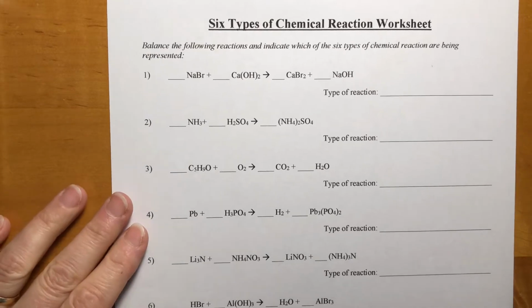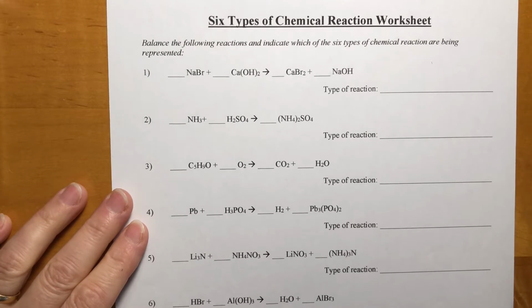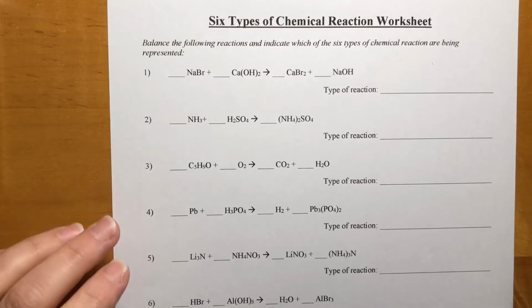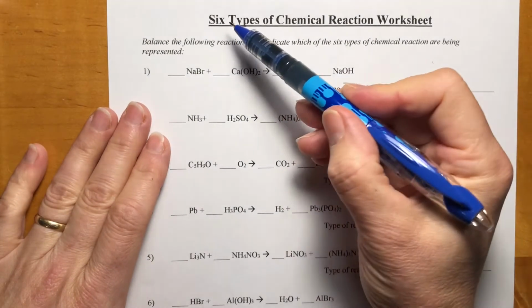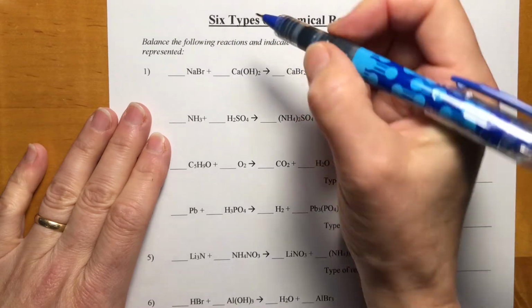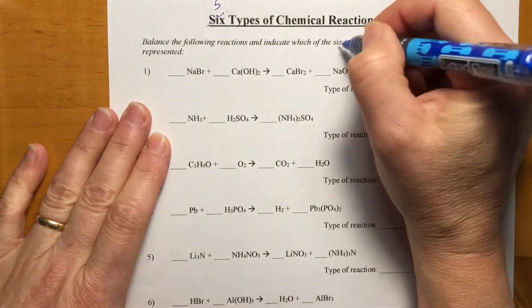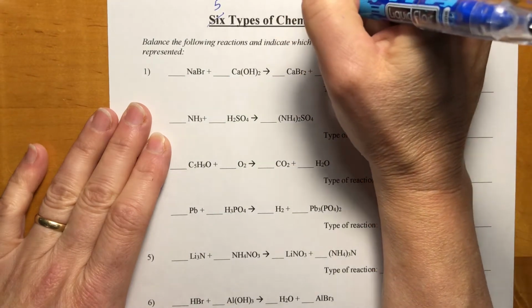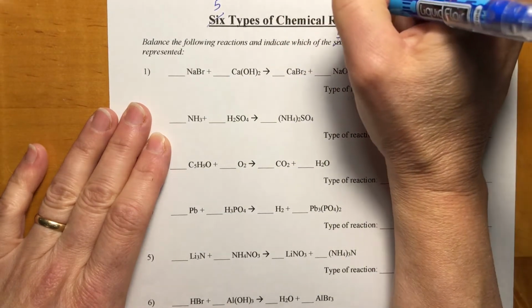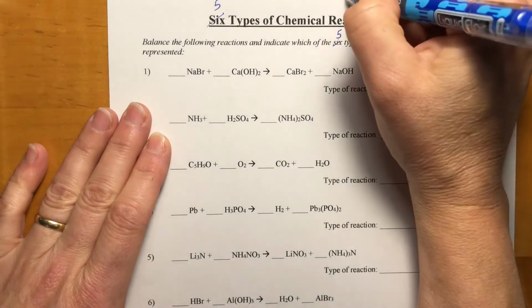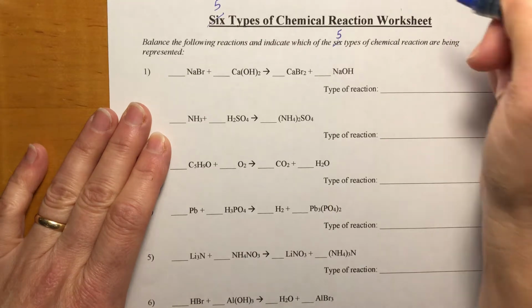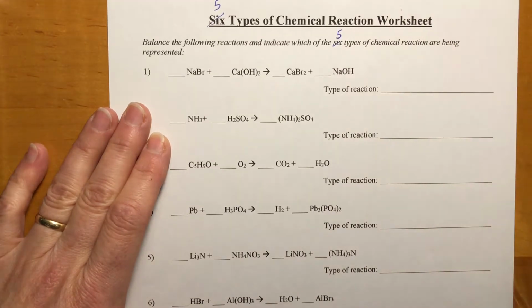Okay, peeps, for this video, I'm going to do the problems on page 13 in the packet, the types of chemical reactions. Notice this one says 6 instead, and we keep talking about 5. It's because we're not adding acid-base reactions yet. So ignore that. We're going to stick with our 5. Acid-base reactions is the 6th.